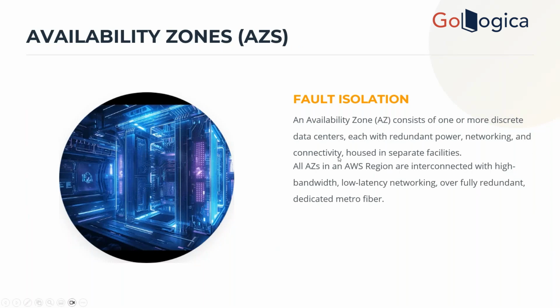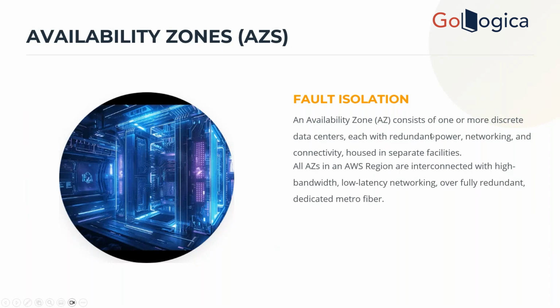Now when we say fault isolation, an availability zone consists of one or more discrete data centers. Inside these availability zones, we have the actual data centers. So how many data centers? At least one or more. So at least one data center we must have inside an availability zone, each with redundant power, networking, and connectivity, and housed in separate facilities.